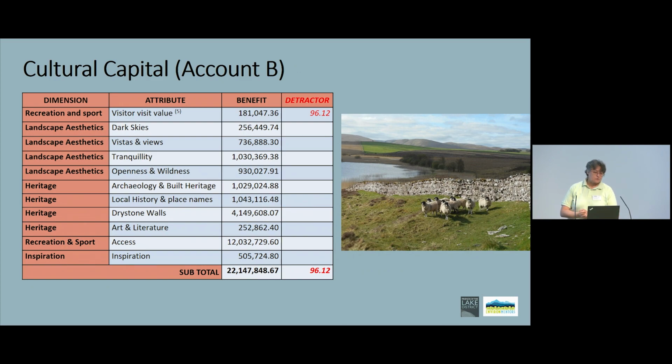So you can see with the cultural capital, there's a big chunk on landscape aesthetics. That's really hard to value, so we had to use willingness to pay. So we asked people, how much would you pay in order to perpetuate a hectare of this particular landscape? And the same again with heritage. We asked them about the archaeological sites on the common and finds and artefacts and so on and so forth. And there was only one detractor there, and that was due to horse riding, which is not allowed on the common as well.